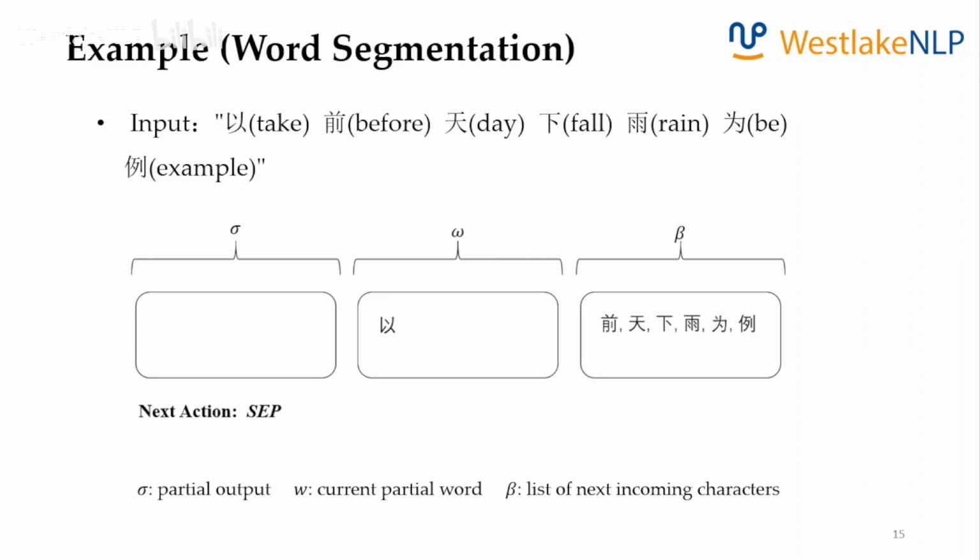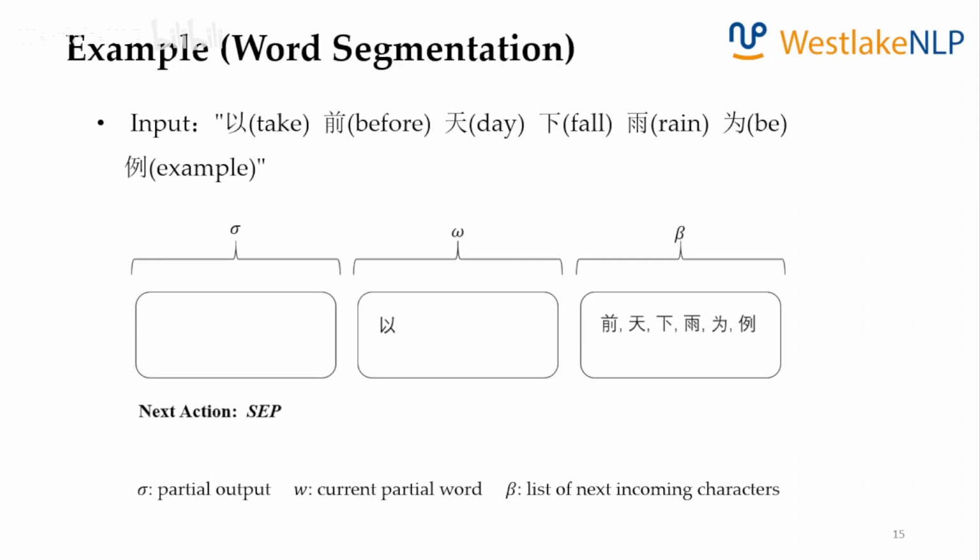Somehow we need to look at the current state. All right. The first character is the Chinese character yi, and the remaining characters are 前天下雨为例, 6 characters. And according to the rest of the characters, we realize the first character is a single character word, which means "take". Take the rain the day before yesterday, for example. This is the meaning of the whole sentence. So "take" is a word. So the next action should still be separate, all right?